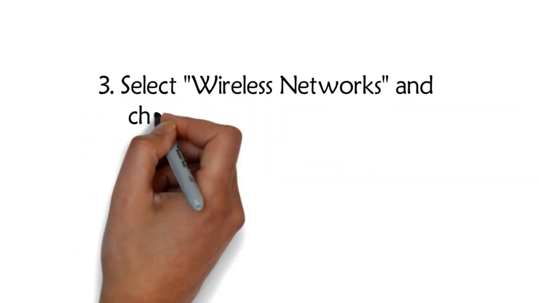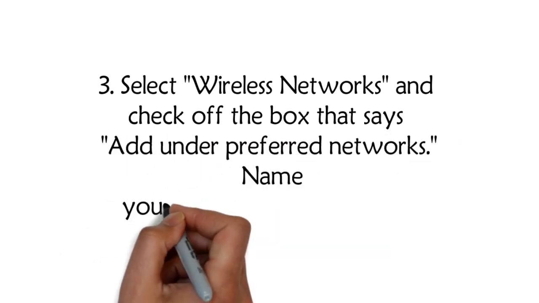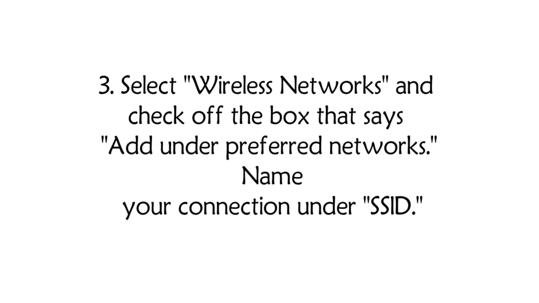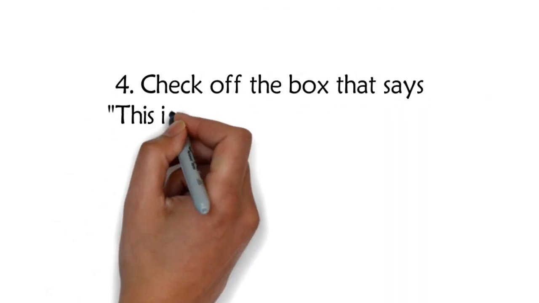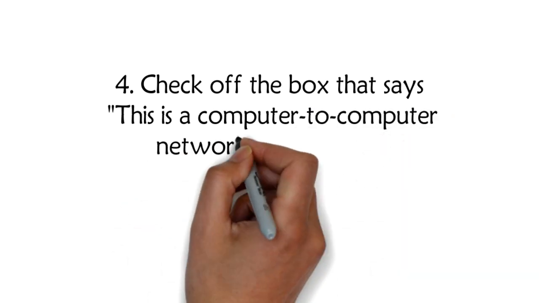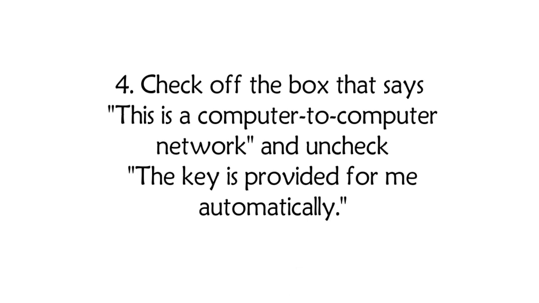3. Select Wireless Networks and check off the box that says Add under Preferred Networks. Name your connection under SSID. 4. Check off the box that says this is a computer-to-computer network and uncheck the key is provided for me automatically.